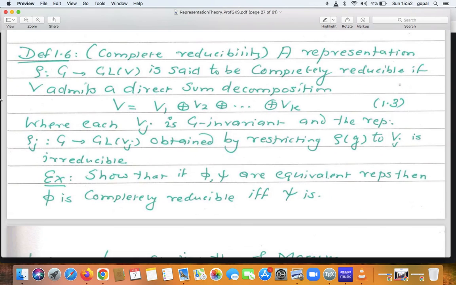Complete reducibility. A representation rho from G to GLV is said to be completely reducible if I can just break this V into a direct sum V1 direct sum V2 direct sum Vk, where each Vj is G invariant, and the representation induced on them, the restrictions rho j from G to GL Vj obtained by restricting rho g to Vj, is irreducible. That means I have broken it into atoms. So irreducible representations are like atoms, and a complex representation can be broken up into its atomic pieces. So that is the idea.